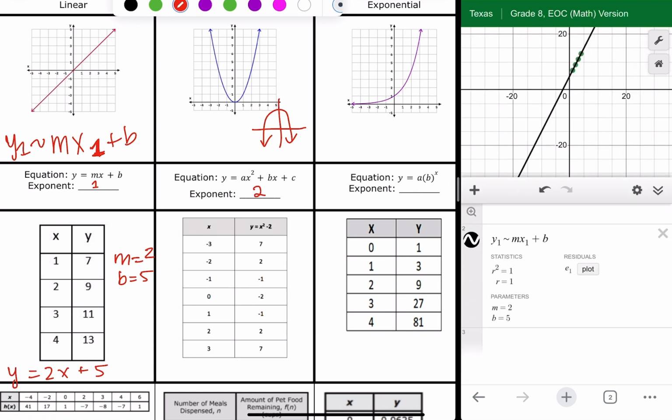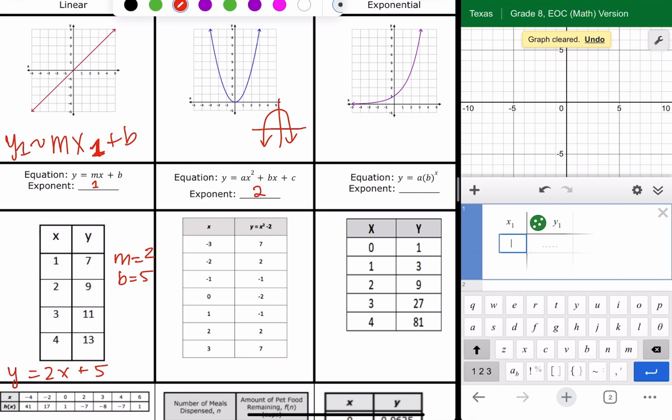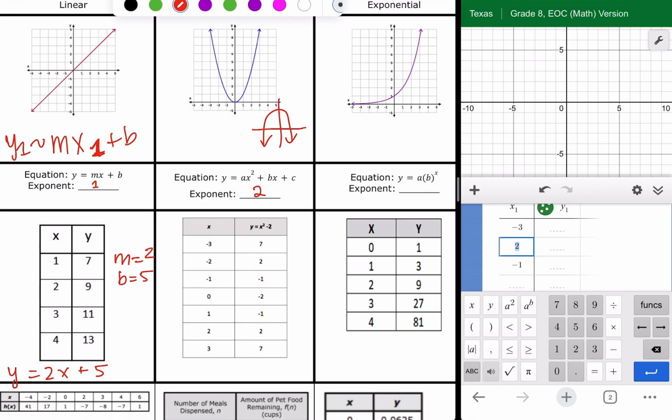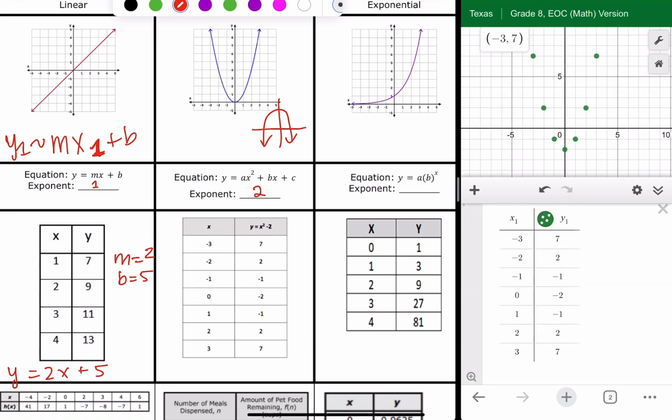If I go to Desmos and I put the table in, we have -3, -2, -1, 0, 1, 2, 3. Then I have 7, 2, -1, -2, -1, 2, 7. We see the graph goes down, gets to the bottom point, and then goes back up.